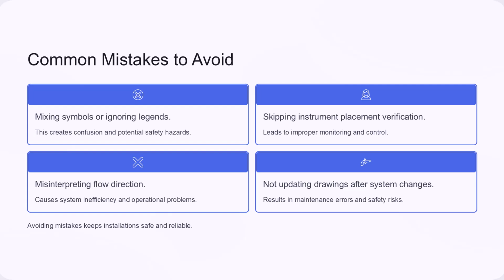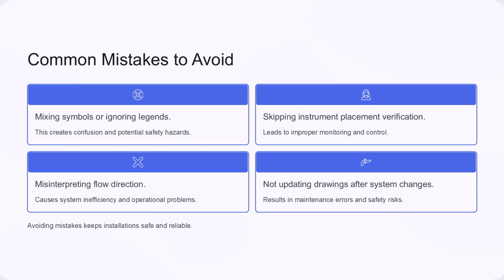Common mistakes to avoid. Let's identify common mistakes with P&IDs. Mixing symbols or ignoring legends creates confusion and potential safety hazards. Skipping instrument placement verification leads to improper monitoring. Misinterpreting flow direction causes inefficiencies and operational issues.